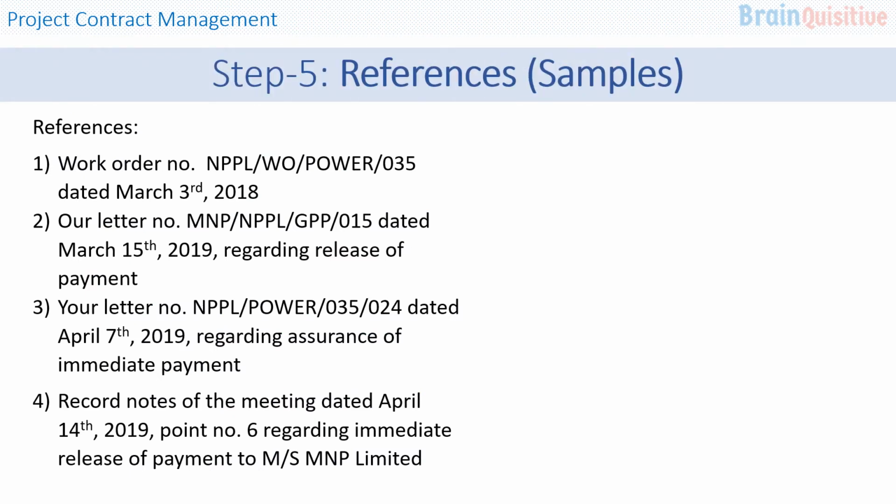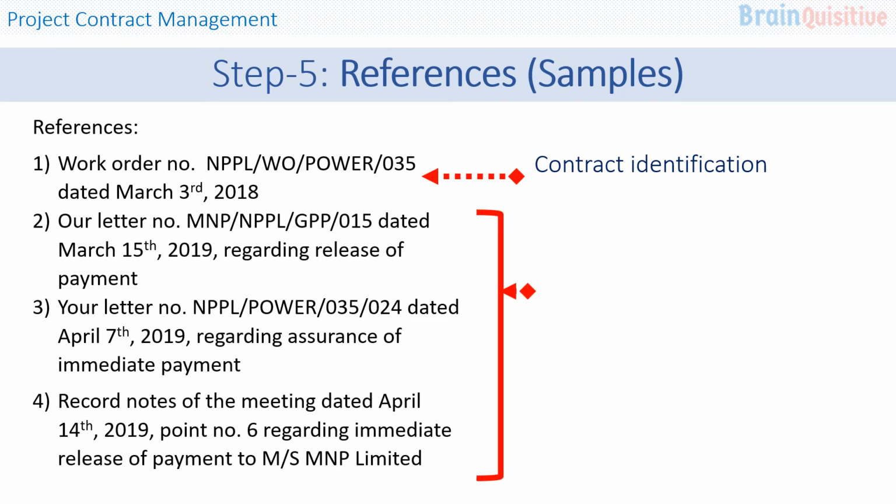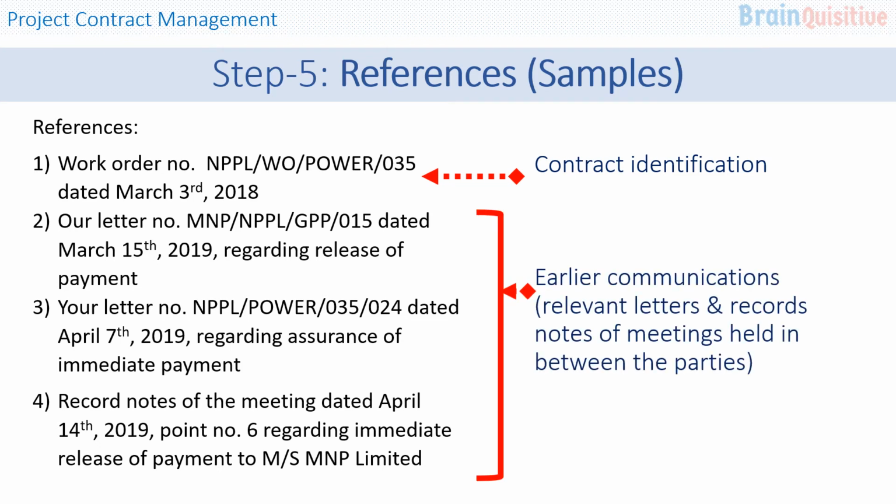A list of sample references are given here. The first is the work order number, which is the contract identification in this case. And the next are the earlier communications, that is the relevant letters and record notes of meetings held in between the parties given serially.